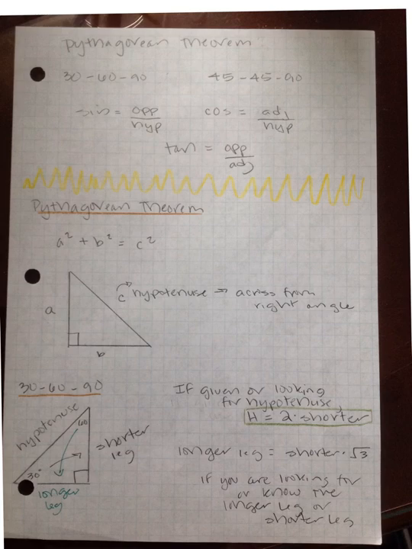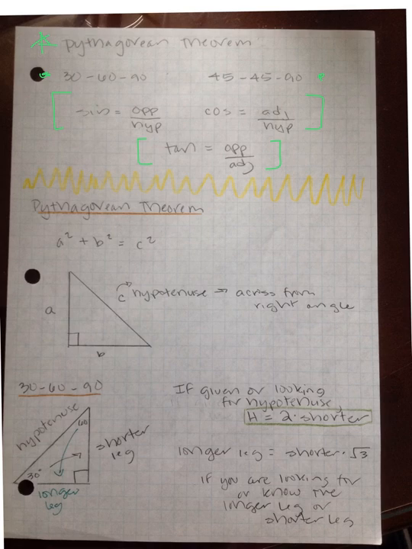This is the study guide for the special right triangles in the Pythagorean Theorem quiz. So we have looked at several different types of formulas. We've looked at Pythagorean Theorem, we've looked at our 30, 60, 90s, our 45, 45, 90s, and then our trig ratios, our sine, cosine, and tangent formulas.